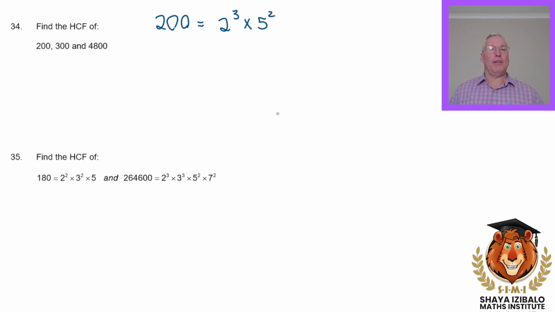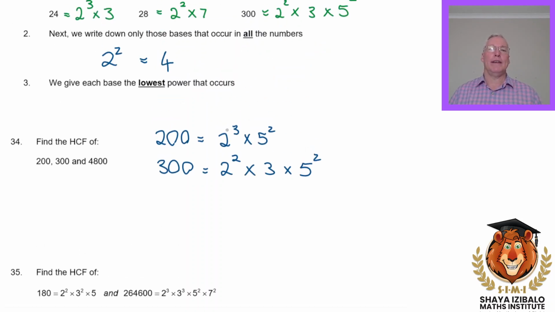Okay, doesn't matter if you needed to draw a tree to do that. 300, remember 100 is 2 squared times 5 squared. So 300 is going to be 2 squared times 5 squared times by 3.